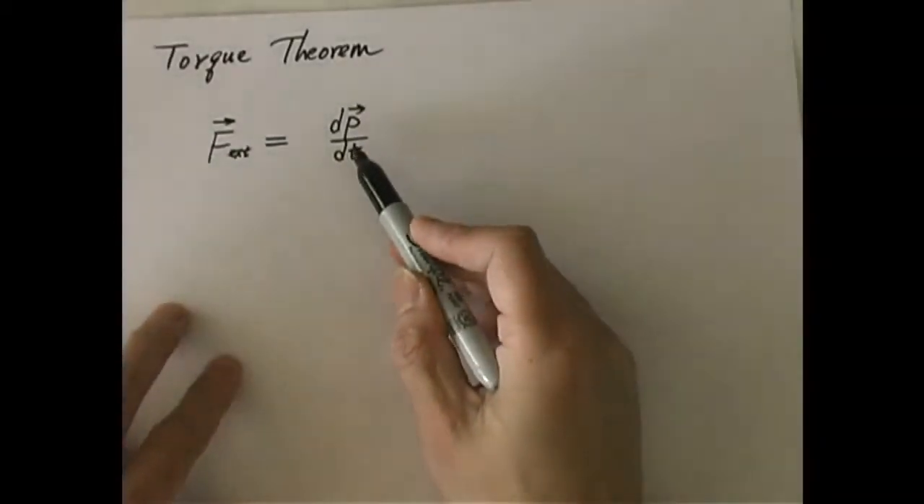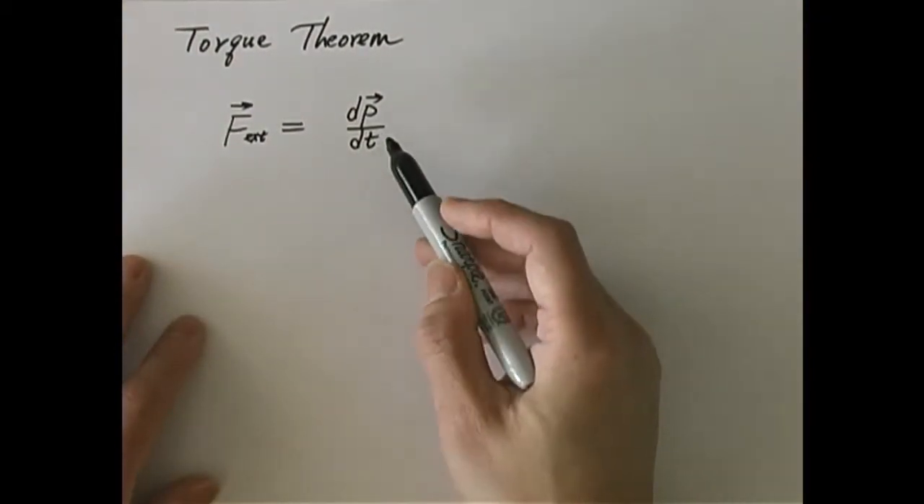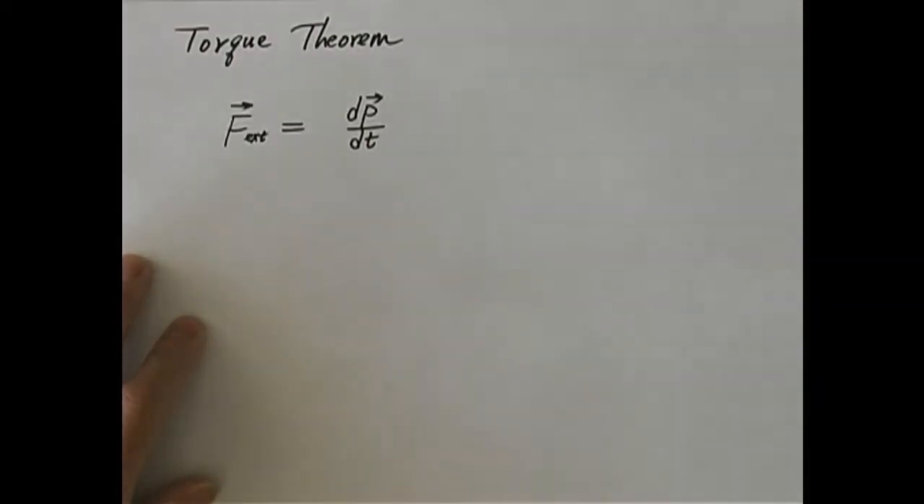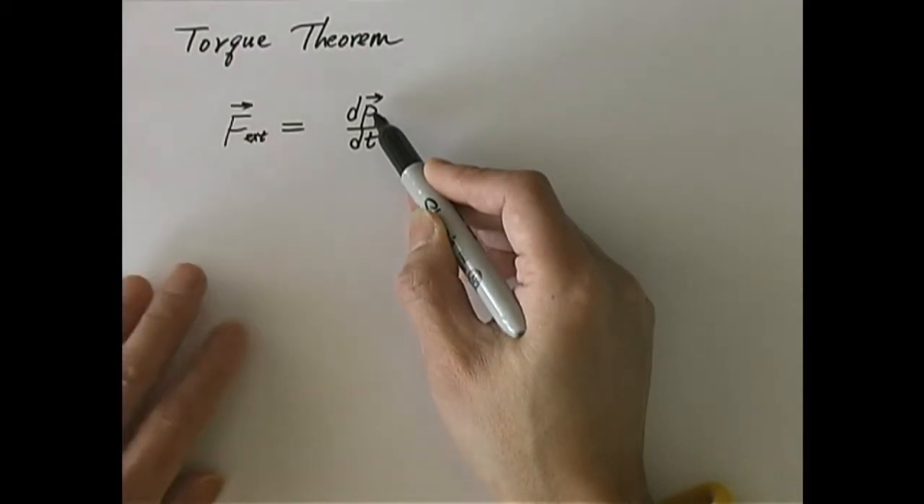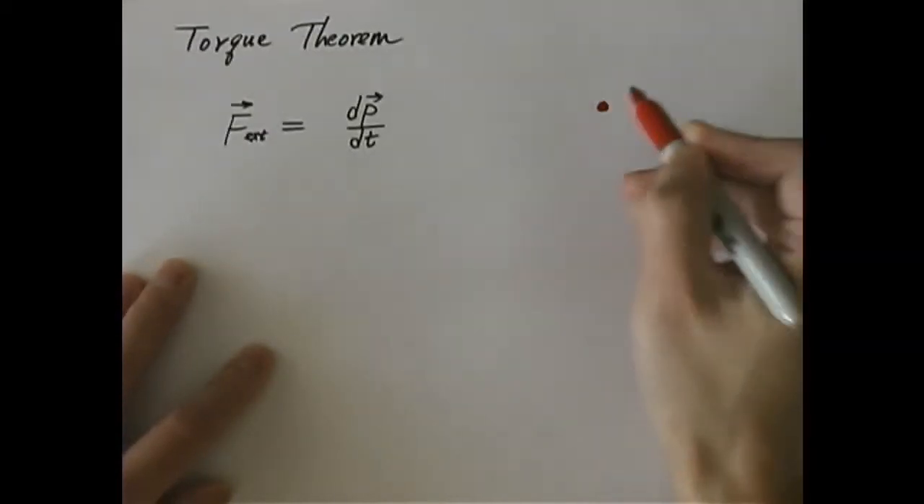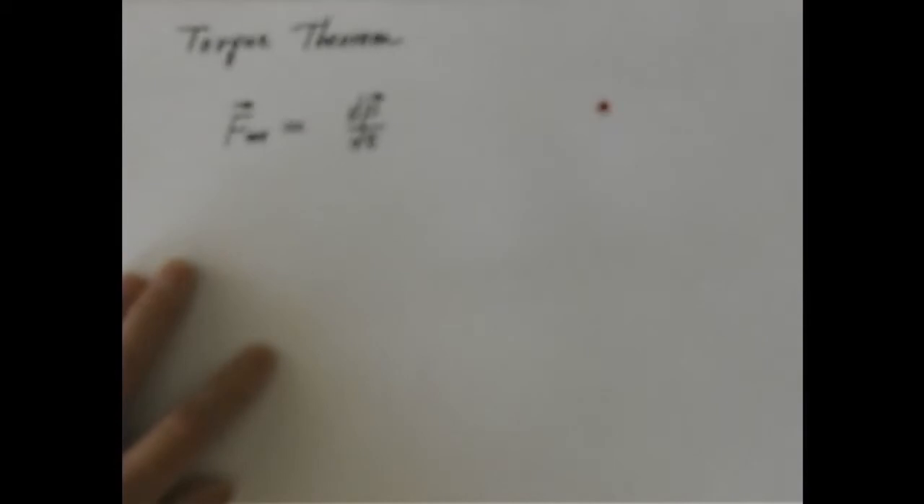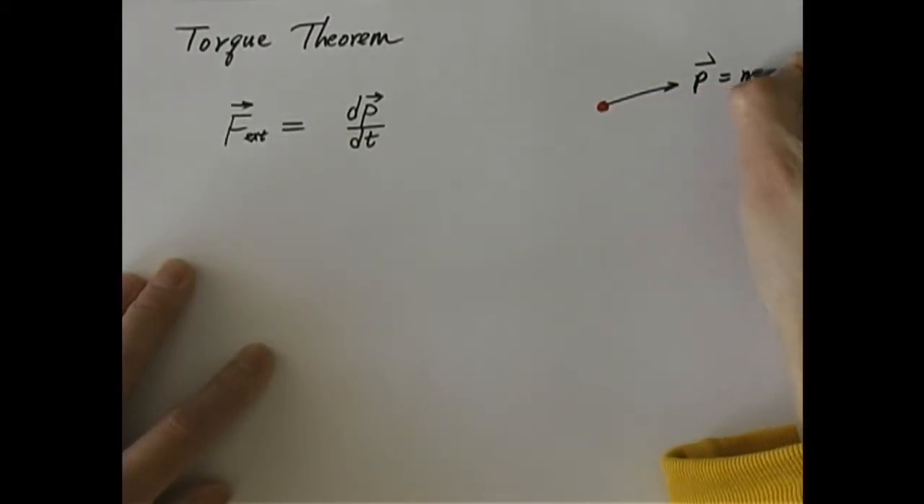I don't know what a torque does yet, but I do know what a force does. A force is capable of changing the linear momentum of a system. So for simplicity, let's say I only have one object, a point mass, moving with linear momentum p. Let me draw that point here: a point of mass m with velocity v, so it has a linear momentum p equals mv.